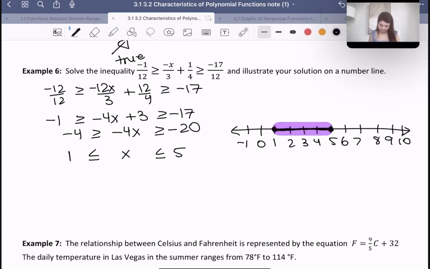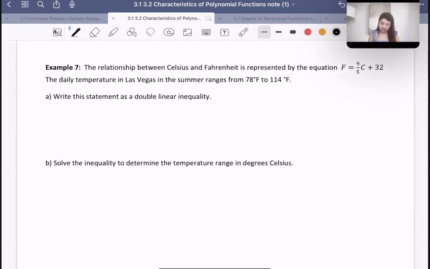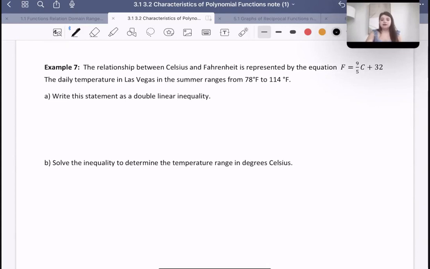Okay. And last but not least, example 7. The relationship between Celsius and Fahrenheit is represented by this equation. The daily temperature in Las Vegas in the summer ranges from 78 to 114 degrees Fahrenheit. Write this statement as a double linear inequality. Well, basically, the Fahrenheit degrees must be between 78 and 114. And I'm going to assume that includes those exact numbers, that it could be 78 or it could be 114 itself. So we're going to assume inclusivity here.